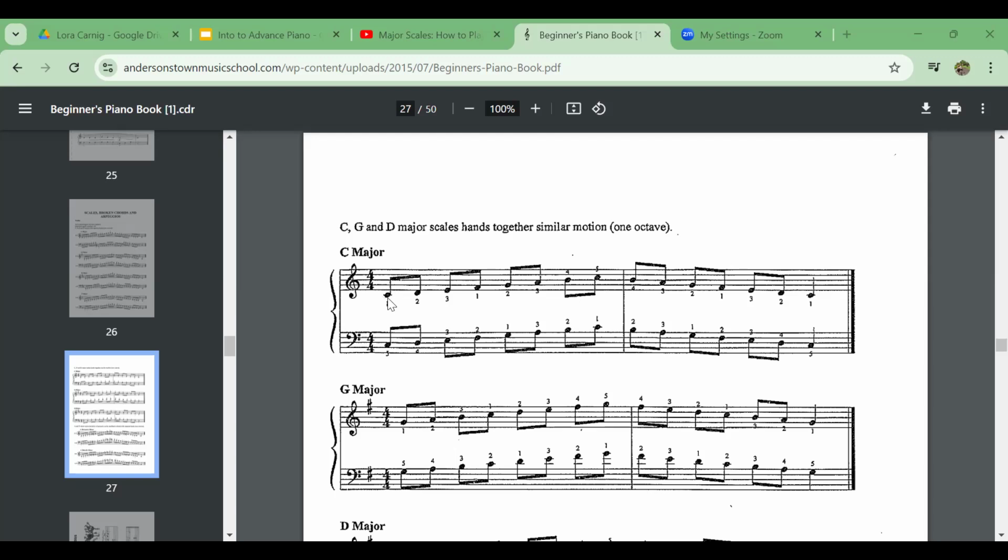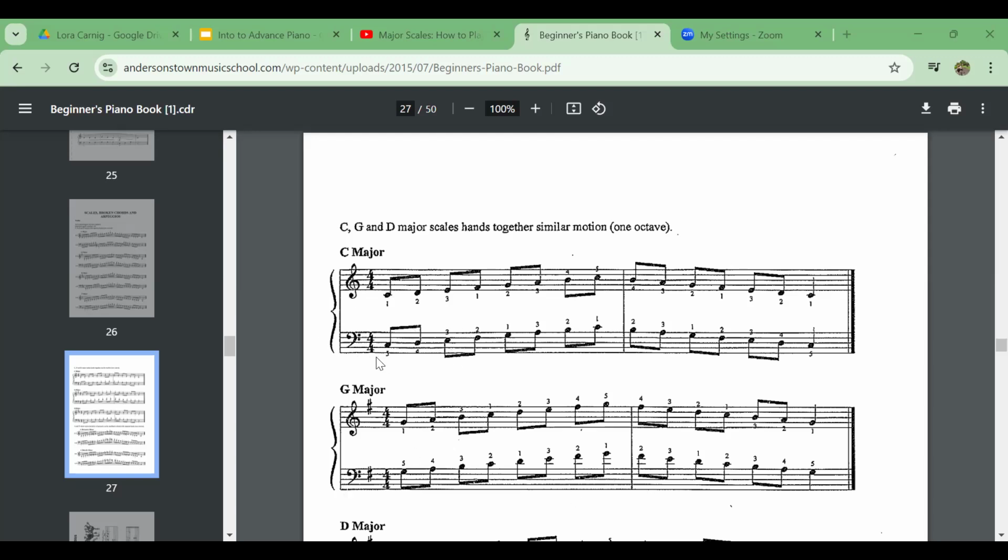And so you can see on the treble clef, it starts with your thumb. Number 1 is your thumb, right, on C. 2, your index finger. 3, your middle finger. And then, like we saw in the video, you're going to go under, go back to 1, 2, 3, and then you can see, and you can watch the video as well.